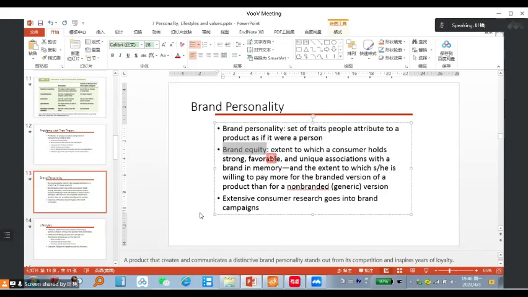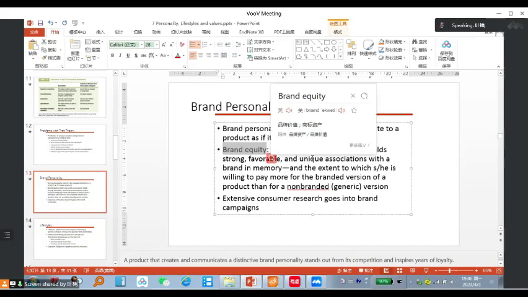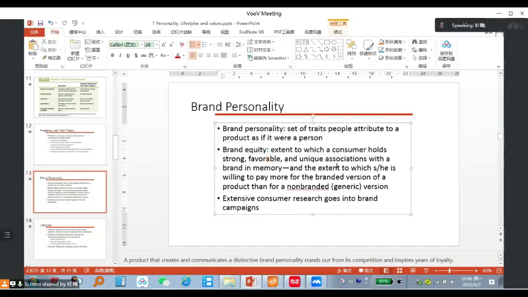The term brand equity is the extent to which a consumer holds strong, favorable, and unique associations with a brand in memory, and the extent to which he or she is willing to pay more for the branded version than for a non-branded version.